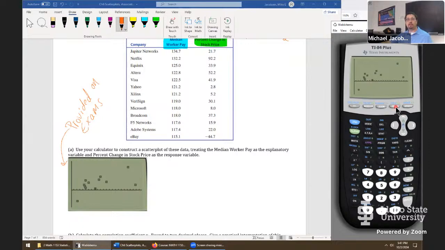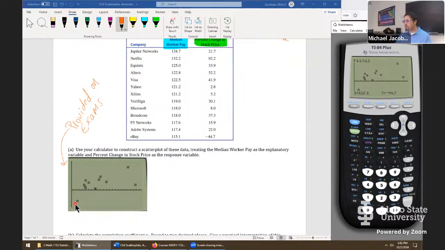You can hit the trace button right here. When you do that, you should have a coordinate that's flashing. Mine's on the very far right. The left arrow will take you to different values, and the right arrow is taking me to the different values. Looks like if I go all the way to that one, this is the one that lost 44.7% of its stock price. That one was eBay.